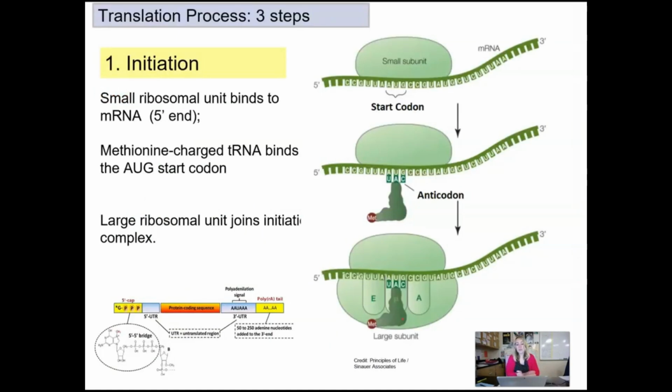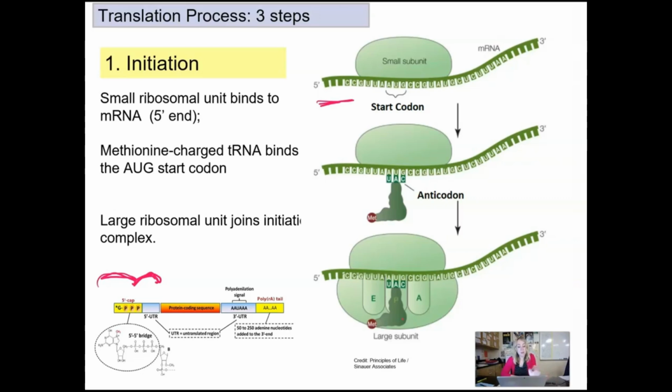So translation involves three steps: initiation, elongation, followed by termination. The initiation of translation happens when the small ribosomal subunit binds to the mRNA. And it's always at the 5' end, because remember we had that 5' GTP cap. We also have the 5' UTR region. This is the region where the small ribosomal subunit is going to bind and then initiate translation.